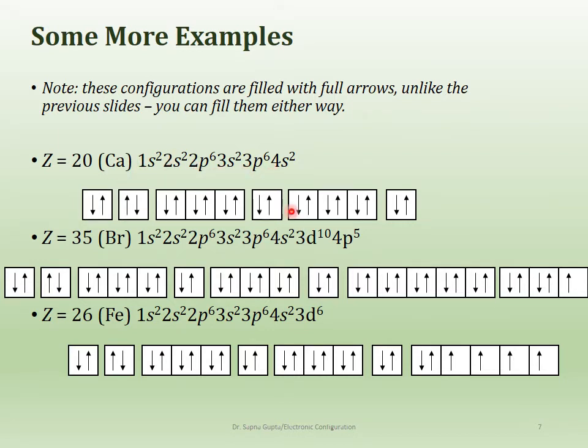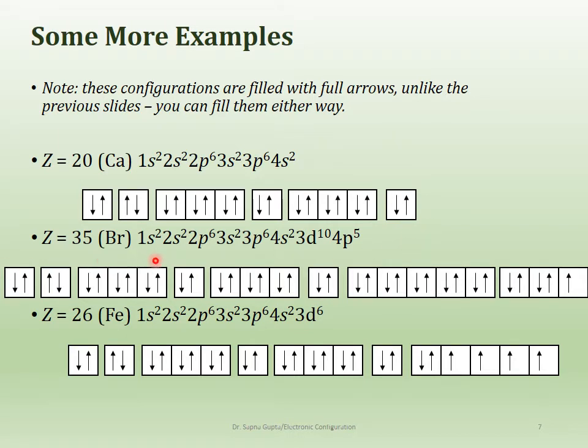This is the box configuration for calcium. Since you have 20 electrons, everything is paired up. So 1s2, 2s2, 2p6 over here, all 6 electrons are paired up and in opposite spin. And then we have the 3s2, the 3p6, and then the 4s2.